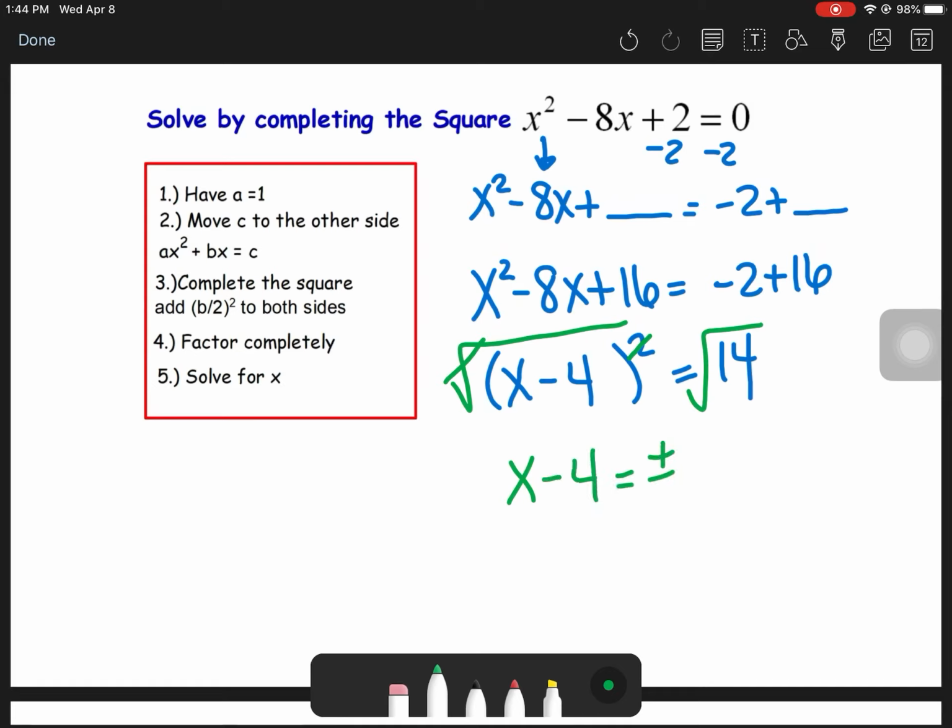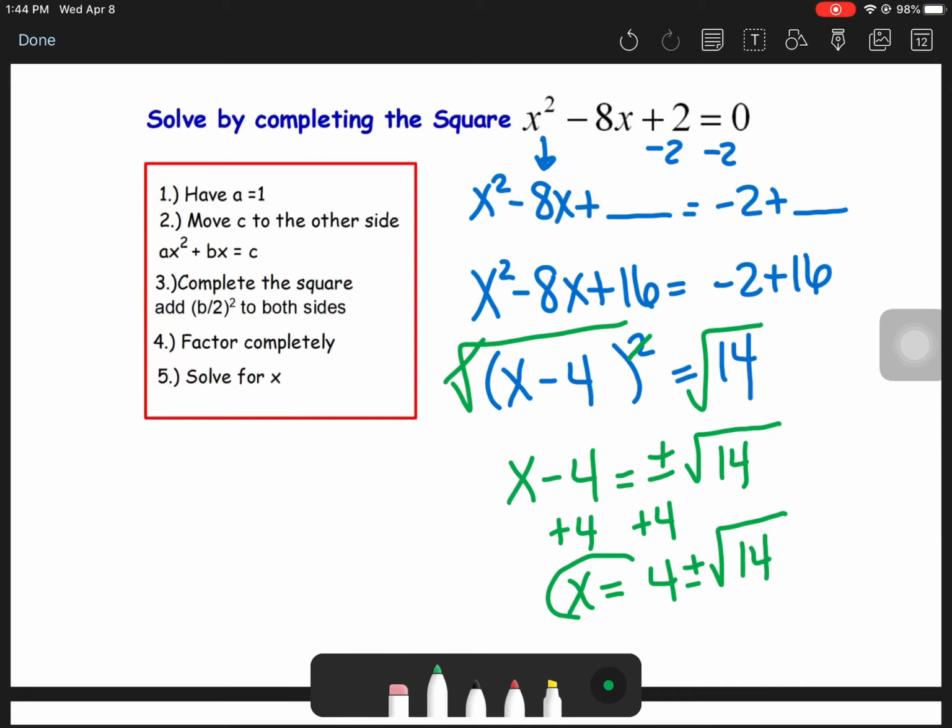Don't forget your plus or minus, and 14 does not simplify at all if we make a factor tree, so we're going to leave it as a root. To finish the problem and to get x by itself, we're going to add 4 to both sides. That number comes first, followed by our plus and our minus and our root. This as well is 2 answers because it would be 4 plus the square root of 14 and 4 minus the square root of 14.